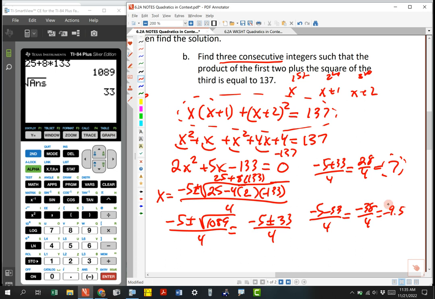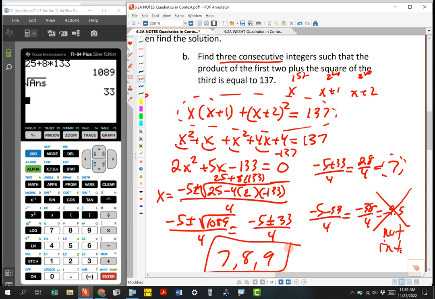No. Why not? Because it's what x equals. It's asking for three consecutive integers, not an integer. So you can throw that one out. So that means there's only one answer. The first one has to be 7. The next one is 8. And the last one's 9.